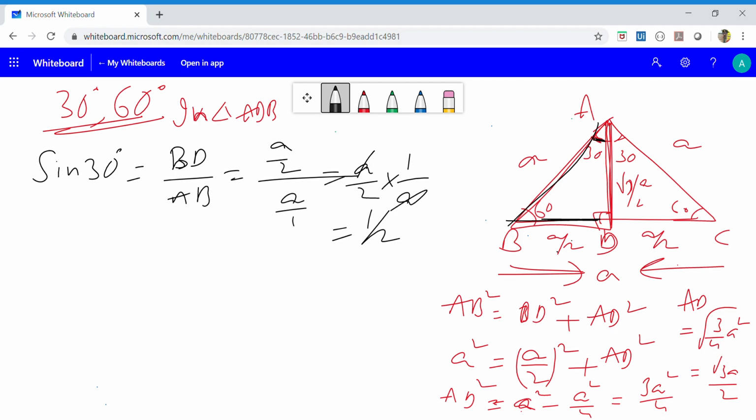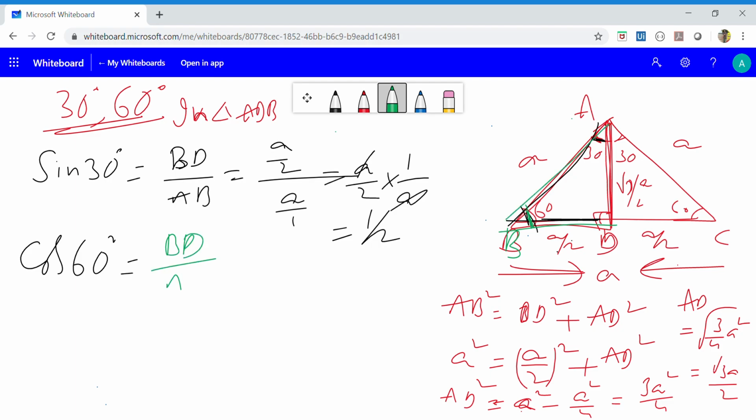Now cos 60. Where is cos 60? At the angle B you have to consider 60, so it is cos B. Cos 60 is the adjacent side to 60 by the hypotenuse. What is the adjacent side? BD by the hypotenuse AB. So BD by AB is A by 2 by A, which is nothing but 1 by 2. A gets cancelled and 1 by 2 is left over.